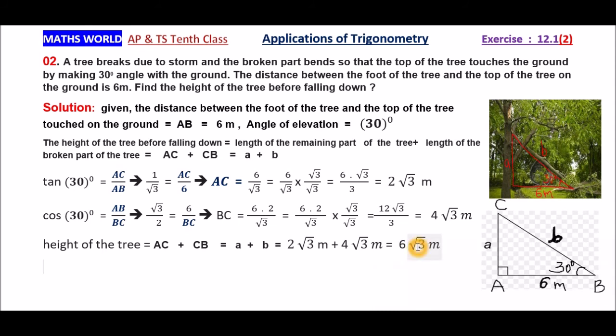And we know the value of root 3 is 1.732. That is equal to 6 into 1.732. Just multiply. That is equal to 10.392 meters. So the height of the tree before falling down is equal to 10.392 meters. This is the answer.